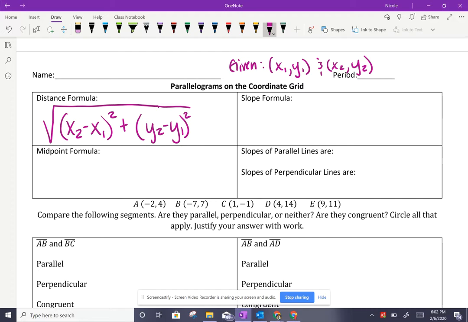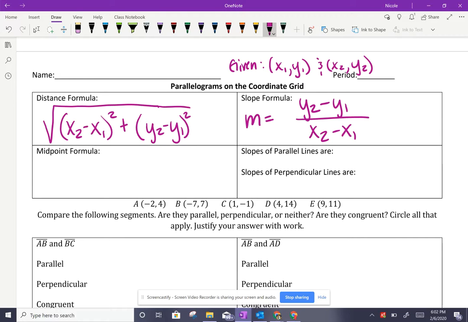Our slope formula, remember, is change in y over change in x. So we're going to take y2. And our slope, we commonly refer to it as m, is y2 minus y1 over x2 minus x1. So we're going to subtract those and then divide.